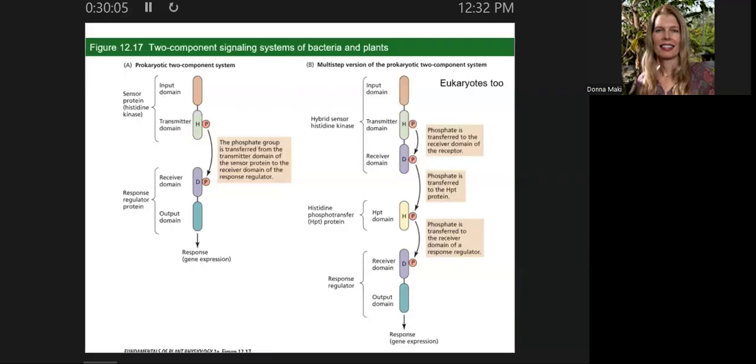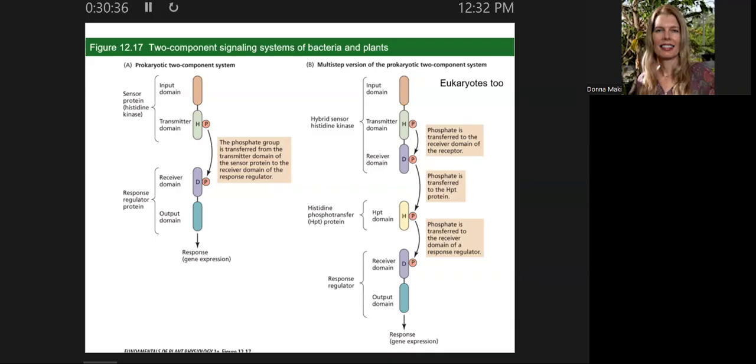So really, it's a pretty elegant way to sense something going on in your environment and then respond appropriately. You have a couple of players in the game, plus a phosphate group that gets transferred to further send that signal. I often think about running relay races where you have the baton, you run with the baton, and after you've done your lap, you give off the baton to the next runner in the race. That's kind of what I think about when I'm imagining.